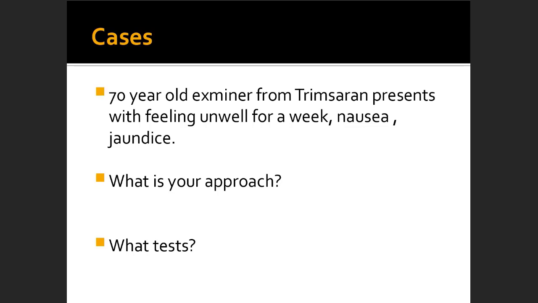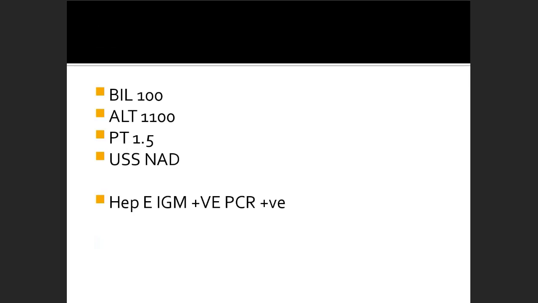So this is a real case a couple of years ago. A 70-year-old chap, ex-miner from Trimsaran, came feeling unwell for about a week. He felt nauseous. He was jaundiced. So I appreciate you can't all answer. Obviously the approach is to take a good history. Nothing really, not a drinker, no tall and thin, ex-miner. So we did an ultrasound and we did some liver tests, so the bilirubin. So he's got jaundice, he's got a hepatitis.